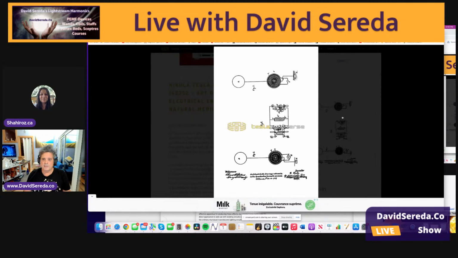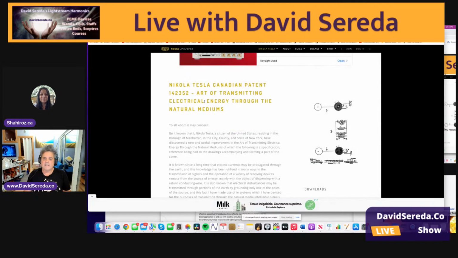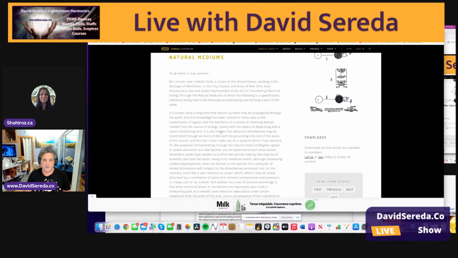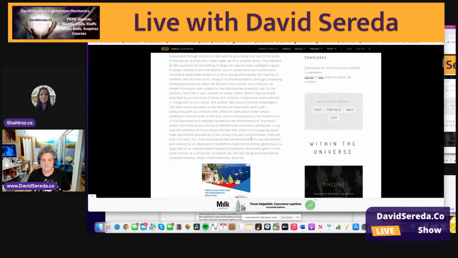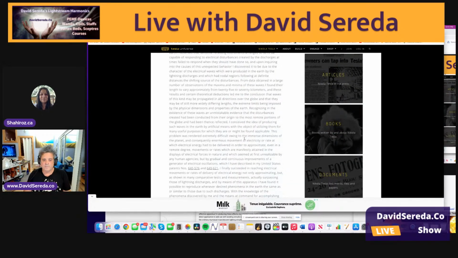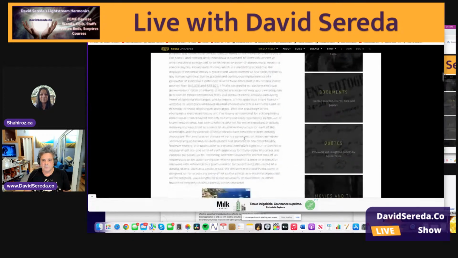So this portion here, other than seeing Tesla Universe written on there, is the schematic for his Tesla wave, therefore scalar. You can see his flat coil here, and this is his power generator right here. Oh, this is amazing. This is the actual schematic, and it's connected. He's transmitting it directly into the earth, right? Again, he describes it as transmitted through portions of the earth by grounding only one of the poles of the source. And this is Tesla's own writing right here. This is the Canadian version of the patent, but the American version is virtually the same.